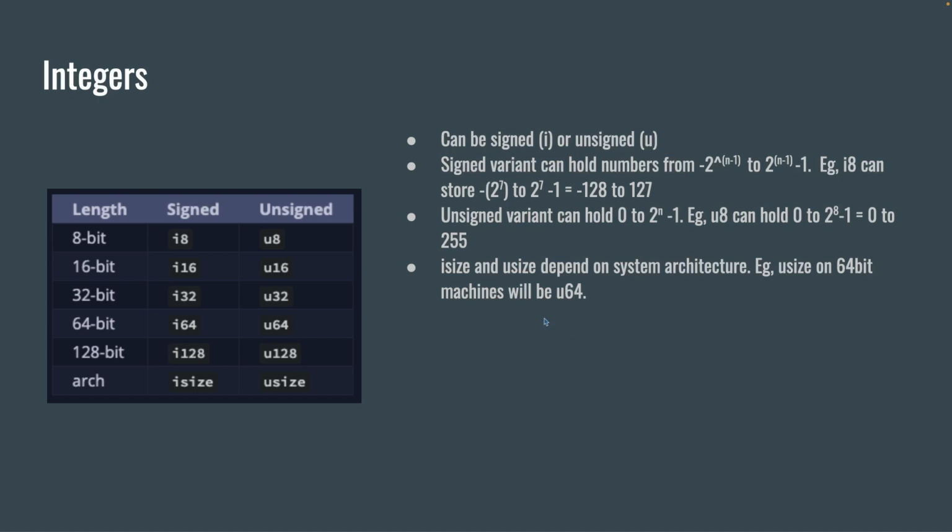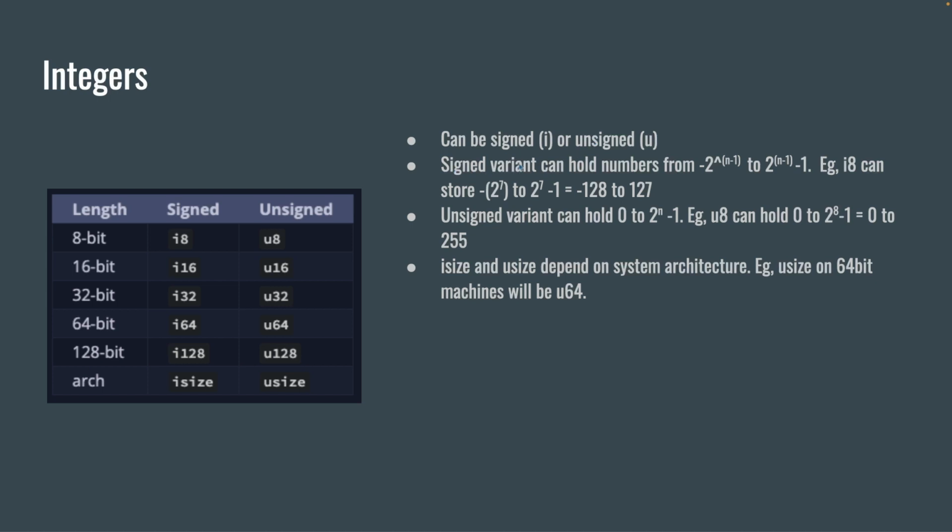Integers. An integer is a number without the fractional component. The table shows built-in integer data types present in Rust. We can use any of these to declare the type of an integer value. Now, integers can either be signed or unsigned. Signed integers can hold negative numbers. Unsigned integers can only hold 0 and positive numbers.